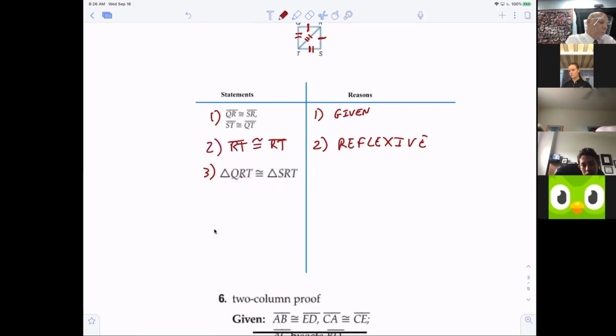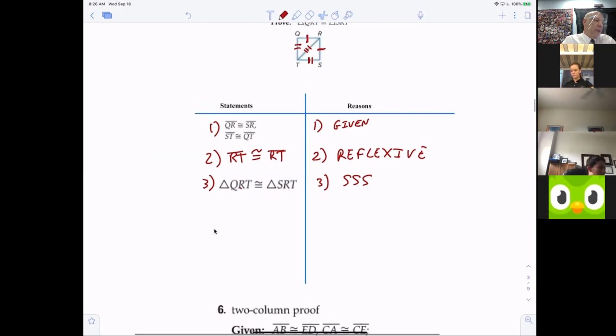And the triangles are congruent by what? Side, side, side. Again, I don't understand the difficulty. Right? Now, can I say angle S is congruent to angle Q? By what?